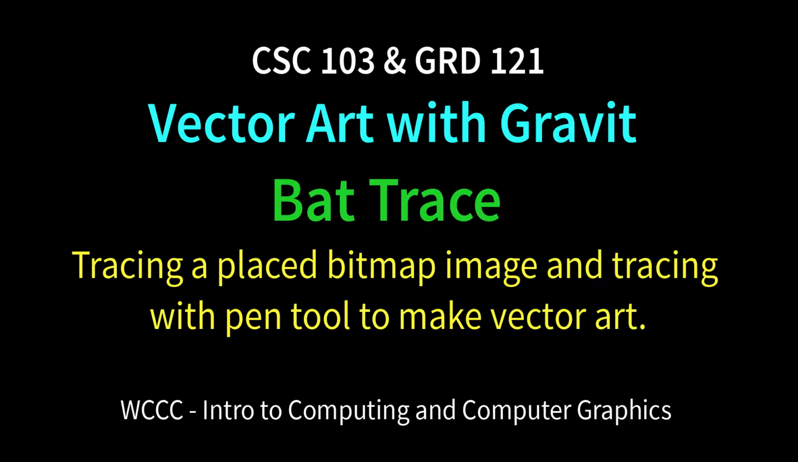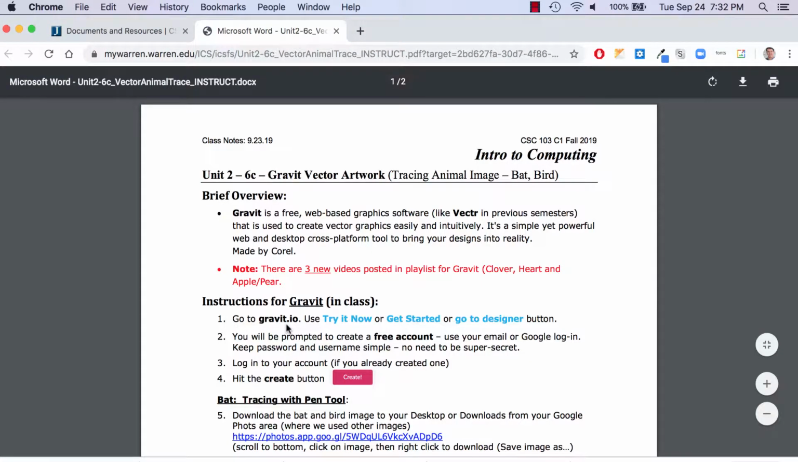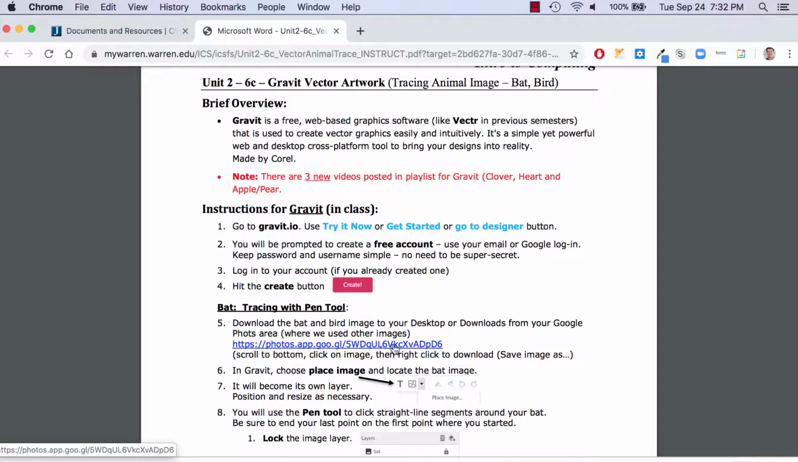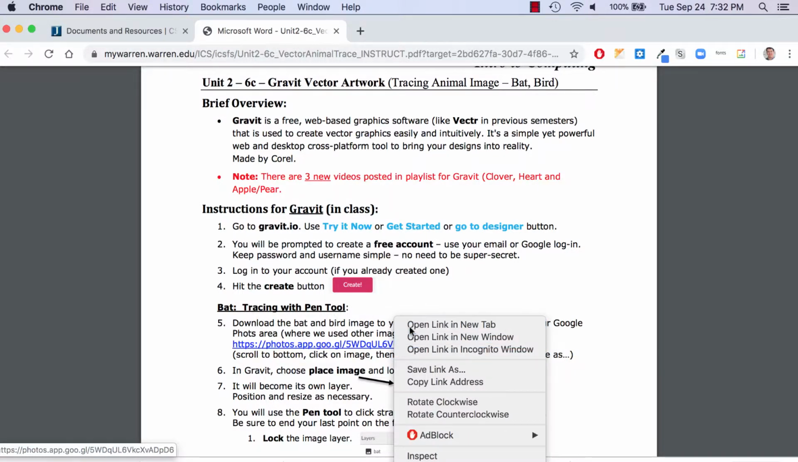Welcome, CSE 103. I'm going to run through the bat and bird animal trace. I'm going to open up the instructions right here, and part of the reason I'm opening them up is because we have a picture that we're going to work on that's in here. I'm going to right click on this and open a link in a new tab.